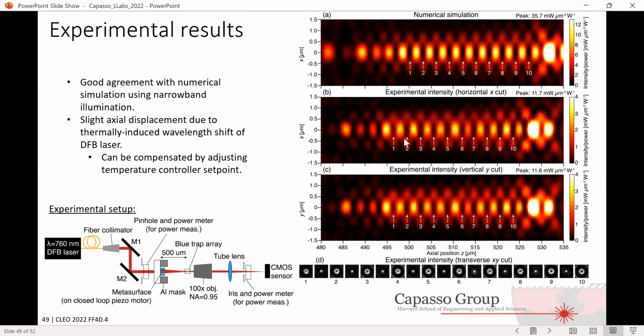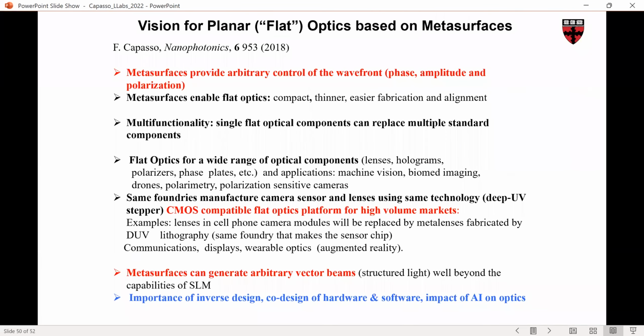You see the experimental intensity here. This is a vertical cut, and this is the transverse Y cut, the transverse plane. You see these dark centers here. These are the singularities. This certainly has a number of interesting applications.